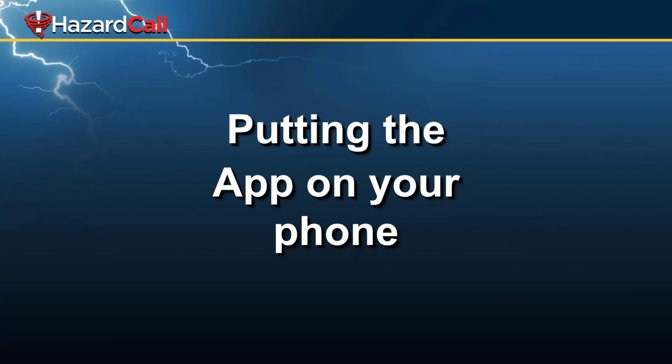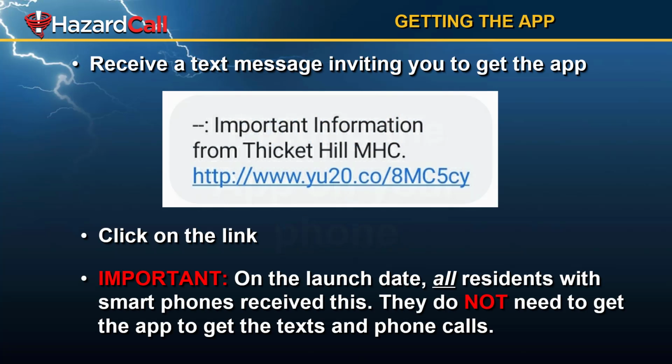Now let's talk about putting the app on your phone. To do this, you will look for a text message that you probably received to get the app. You received it during training, or if you didn't, you can call our customer service and we can send you a new message. Click on the link that comes with the message to begin the download process. Remember that when we launch your community, all the residents with smartphones will receive this. They don't need to get the app to get the text and the phone calls. They can if they want to, but they don't need to.